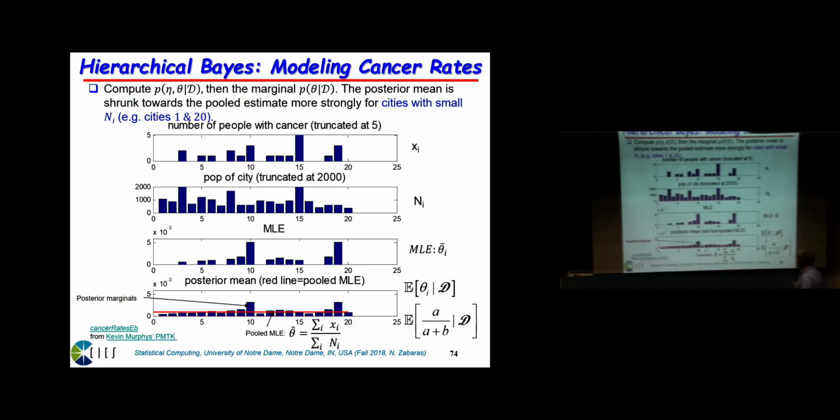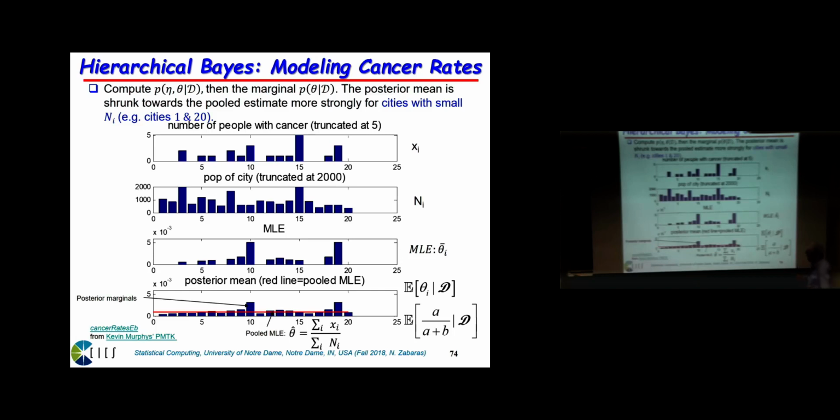Now, what you see on the plot on the bottom is the posterior mean for each parameter theta, where I have calculated in some intelligent way and fixed these hyperparameters A and B. So this is the posterior mean of each parameter. And notice the cities that even had a 0 MLE estimate, the estimate is now rising up, to this red line, which is what I call the pooled MLE, where I do MLE using all the data together to calculate one theta.